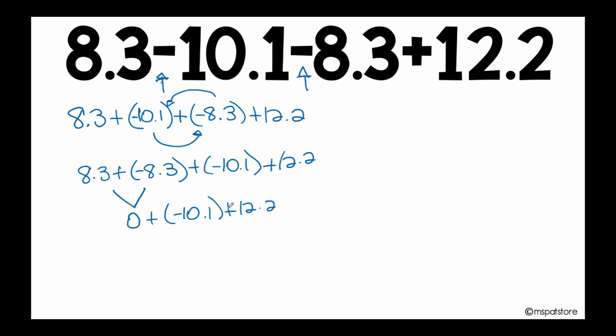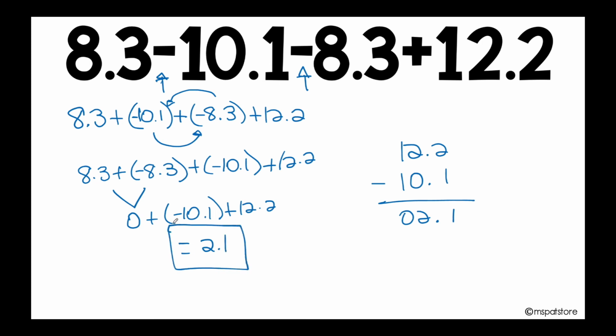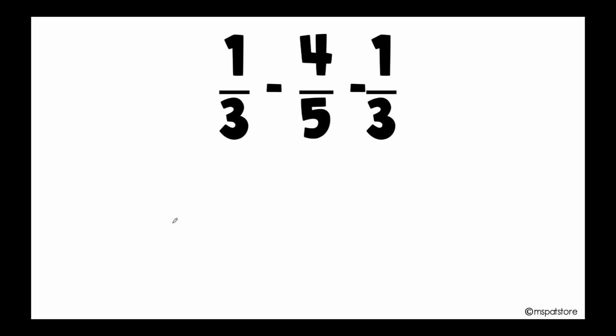Now I'm ready to add these two. As they have different signs, I need to subtract their absolute values. So it will be 12 and 2/10 minus the absolute value of negative 10 and 1/10, which is positive 10 and 1/10. 2 minus 1 is 1. Bring down the decimal point. 2 minus 0 is 2. 1 minus 1 is 0. So my answer will be positive 2 and 1/10. It is positive because the greatest absolute value is positive. Pause this video and try this other one.